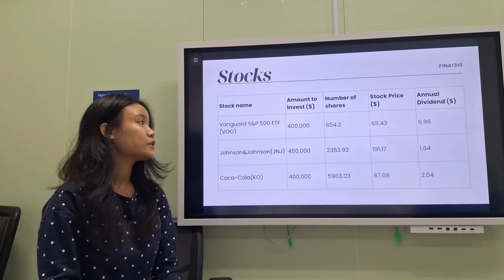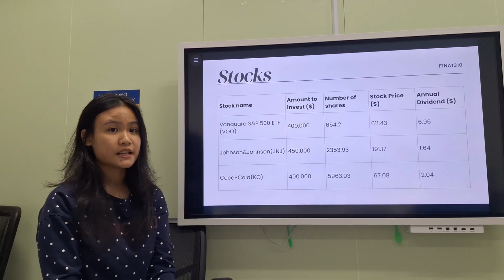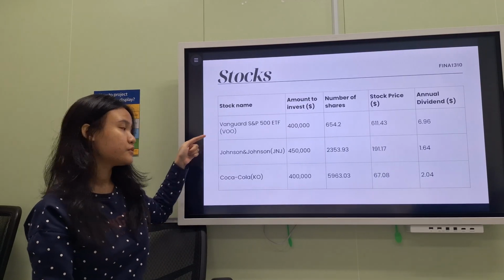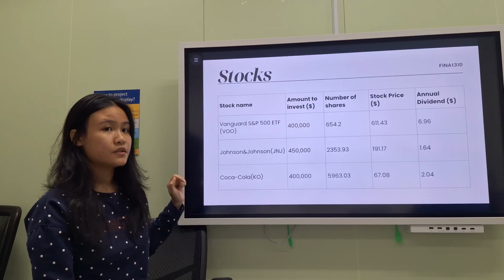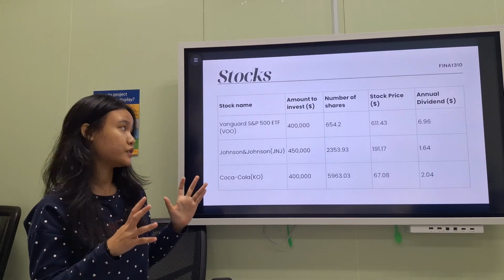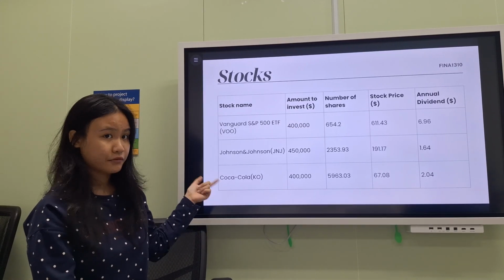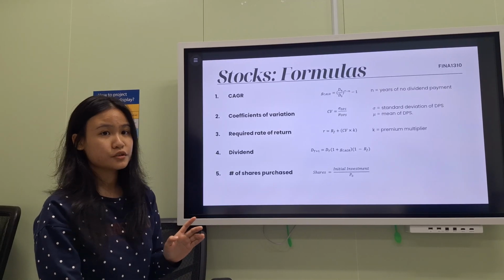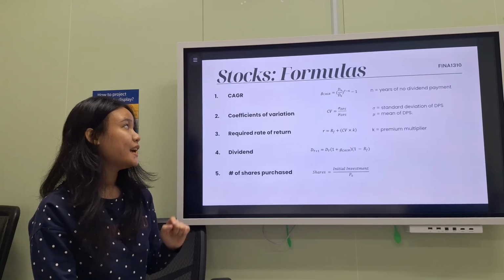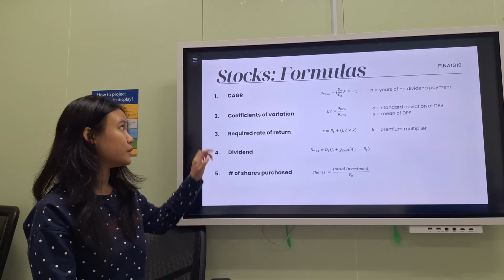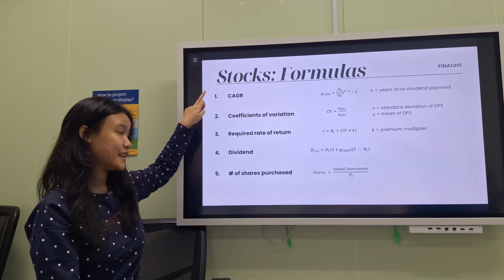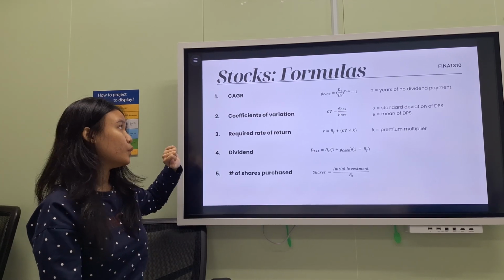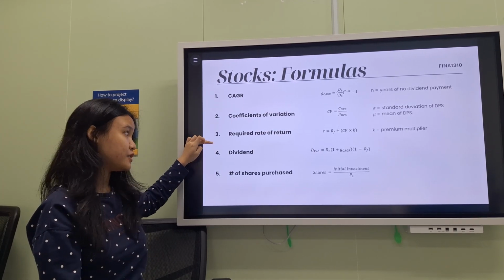So we invested a total of $1.25 million into the stocks. You can see that we invested into 3 stocks, which are Vanguard, Johnson & Johnson, and Coca-Cola. So it is a wide range of stocks, which include healthcare, F&B, and so on. And we assume a constant growth rate of dividend. Here, to calculate the growth rate of dividend, we use the first equation to calculate CAGR. And rather than assuming the rate of return arbitrarily, we use equations 2 and 3 to estimate it.